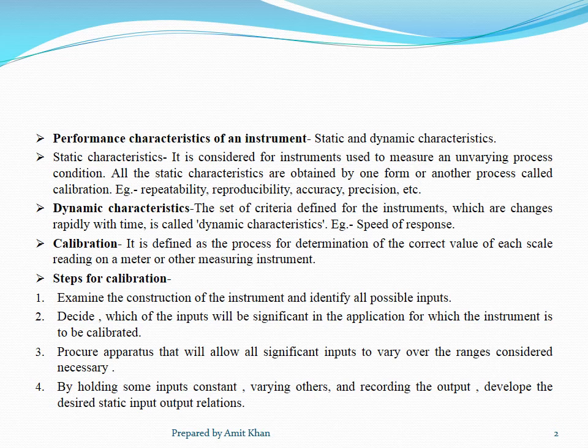Calibration is the process for determination of the correct value of each scale reading on a meter or other measuring instrument. There are different steps for calibration. First, we examine the construction of the instrument and identify all possible inputs. Then we decide which of the inputs will be significant in the application for which the instrument is to be calibrated. Then procure apparatus that will allow all significant inputs to vary over the ranges considered necessary. Then by holding some inputs constant, varying others, and recording the output, develop the desired static input output relations.